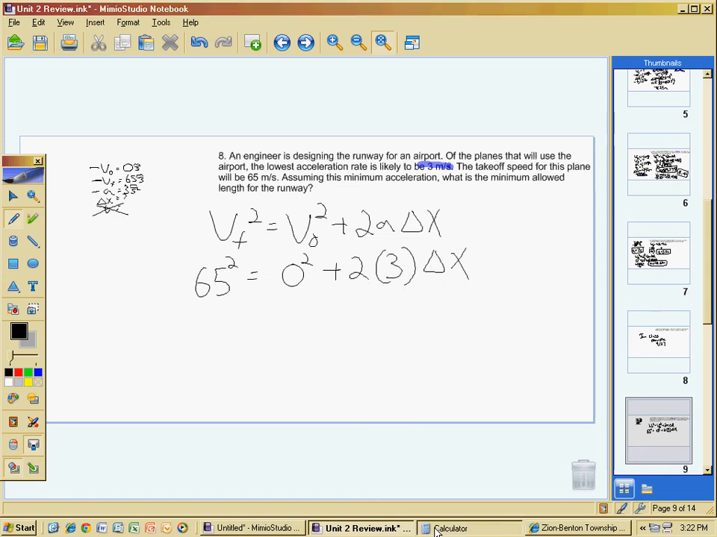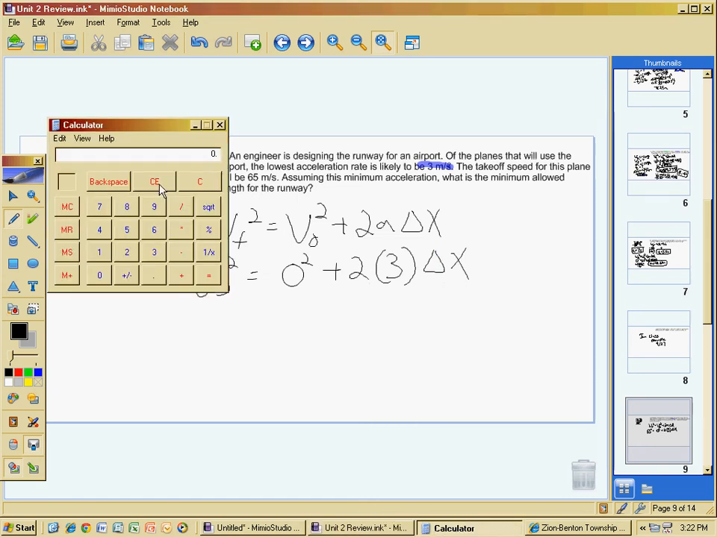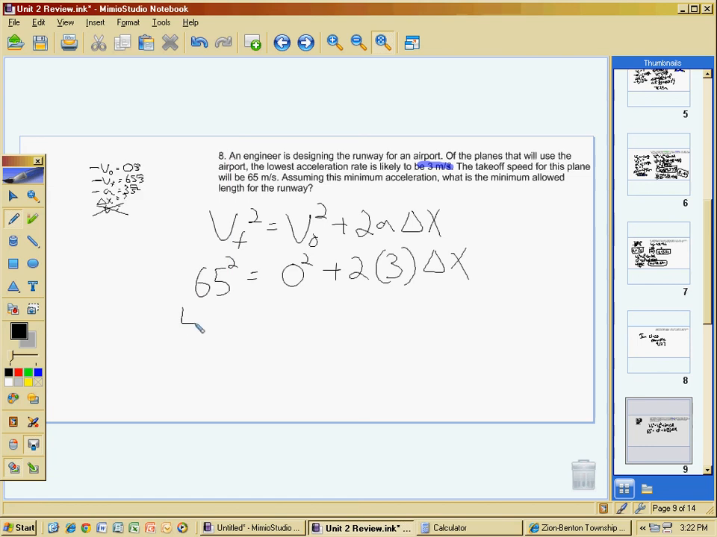So what you get here is 65 squared is 4,225 equals negative 20. I'm sorry, I have no idea where that negative 20 came from. Let's take a step back here for a second. Apparently I was thinking of a previous problem. Equals 2 times 3, which is definitely going to be 6.